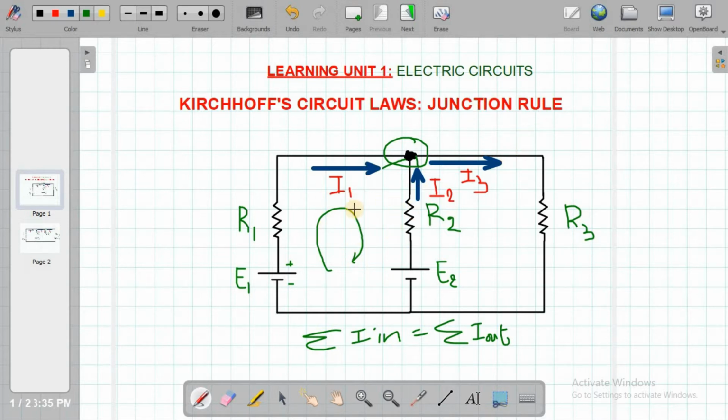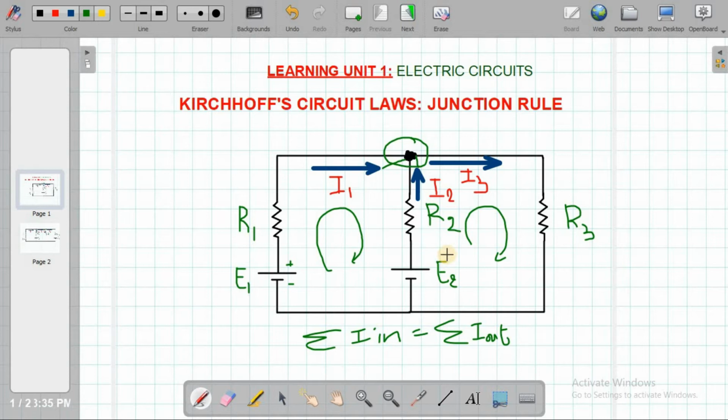In our first loop here, we have a current flowing from the source, the voltage E1, straight into the node, which is I1. And we have another loop on this side, with I2 from E2, and then we have I3 that is going to leave the node.